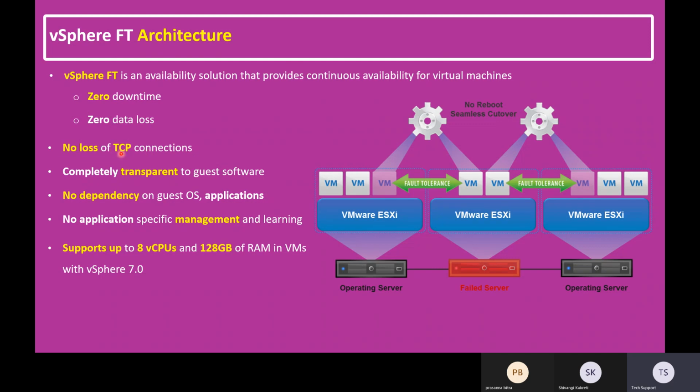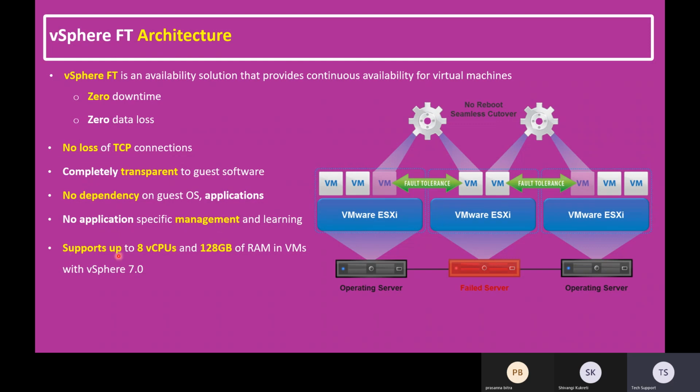TCP connection is a transmission control protocol connection, which is like a network. Even if you ping any system, there will be no network ping drops. Suppose you enable FT on a production virtual machine and test the ping connection status: there will always be continuous ping responses, with no TCP connection drop. It is also completely transparent to guest software. Even if you enable FT, there is no impact on your guest operating system software. So there is no dependency on guest operating system applications, and no application specific management and learning. Even if you enable fault tolerance at the virtual machine level, there will be no impact to your guest operating system and the running applications.